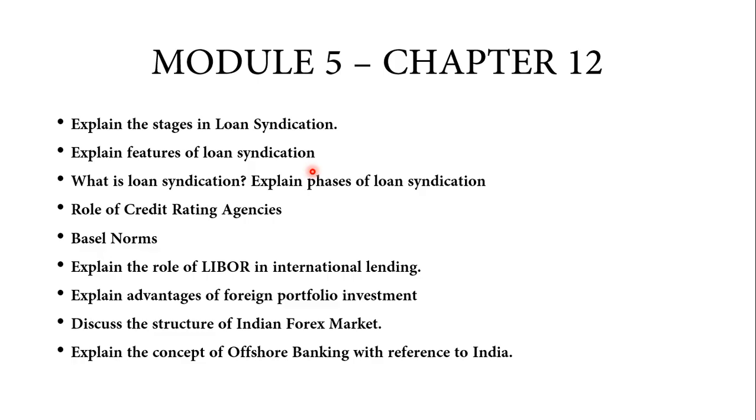Next, we have module number 5, chapter number 12. That's the last chapter. Explain the stages in loan syndication and the features of loan syndication. Then explain the various phases of loan syndication. Role of credit rating agency, very important. Basel norms, short note. Explain the role of LIBOR in international lending.